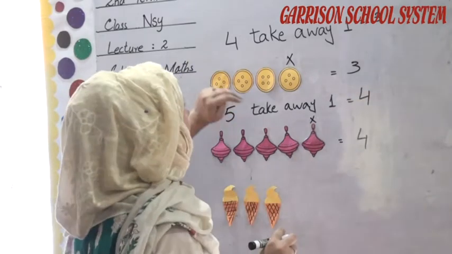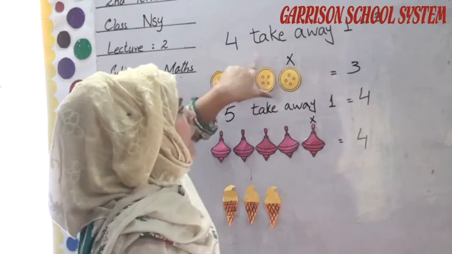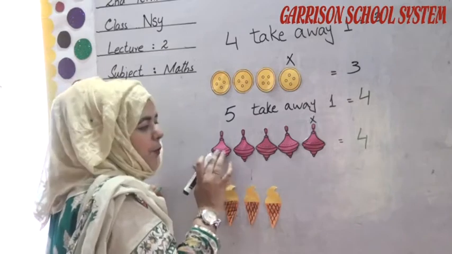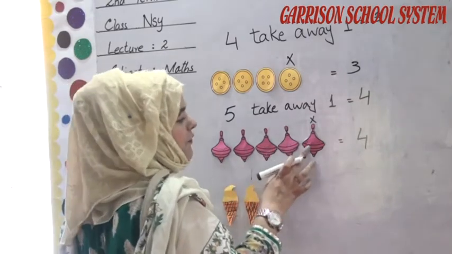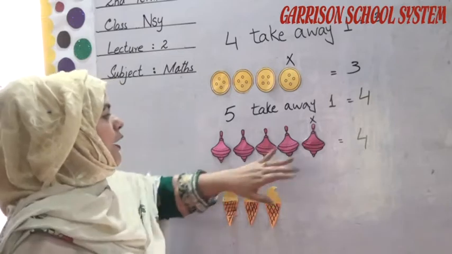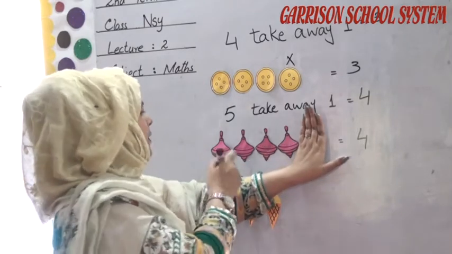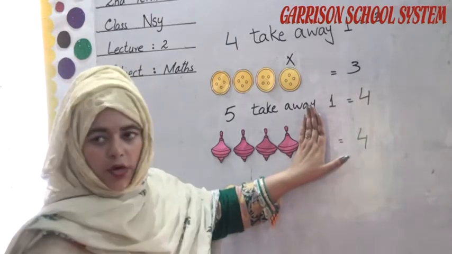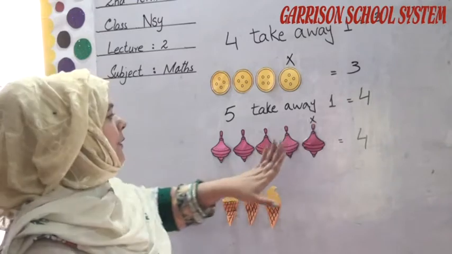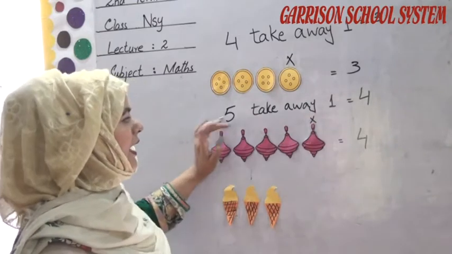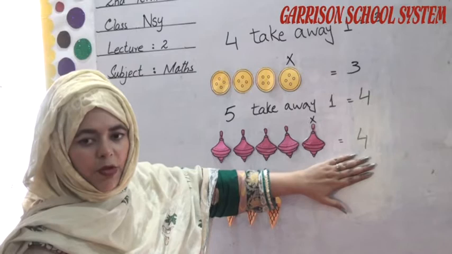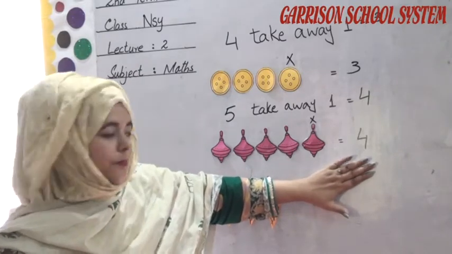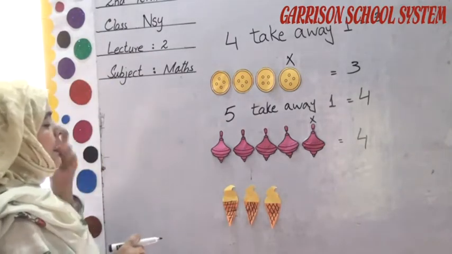If we take 1 out of 4, we will be having 3, but my dear students, if we have 1, 2, 3, 4, 5 pink color tops and we take away 1, how many will remain? 1, 2, 3, 4. So we will be having 4. That is fewer in number. That means if we take away 1 out of 5, how many will be left with us? We will be having 4. Do you understand that? Okay, so move towards another one.